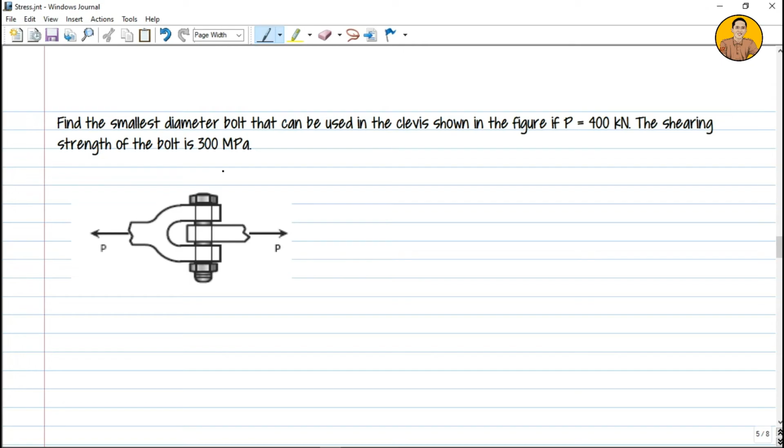So, in this next problem, guys, we have here, find the smallest diameter bolt that can be used in the clevis shown in the figure. If P is equal to 400 kilonewtons, the shearing strength of the bolt is 300 megapascal. So, if you imagine this, guys, if it pushes here, so clevis siya, meron tayong bolt here, ito yung bolt natin. If you actually apply a force here, yung area under stress natin, under shearing stress, is itong nasa gilid, okay? If you imagine this, guys, it can actually fail in this portion. So, imagine natin na naputol siya dyan.